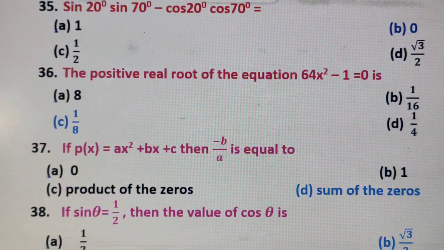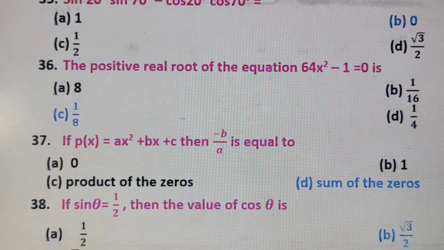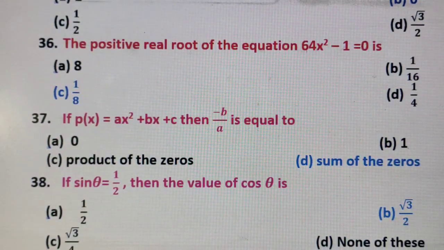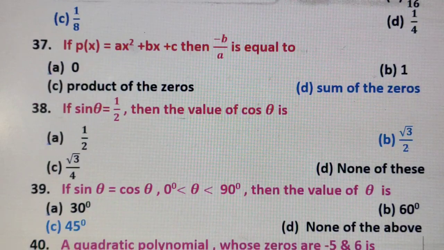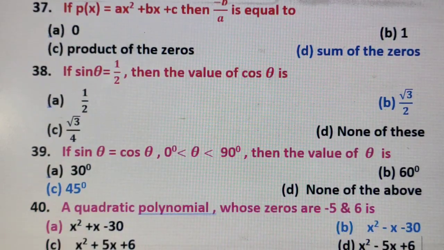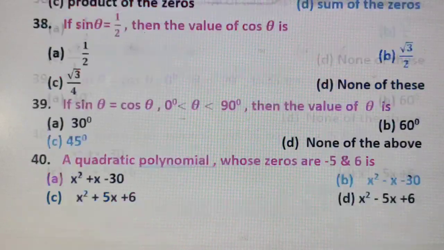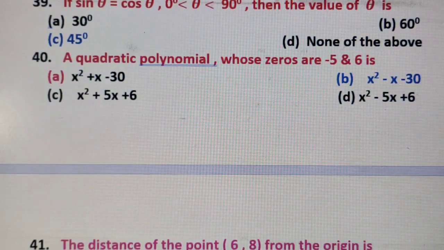If p of x equals ax square plus bx plus c, then minus b by a equals the sum of the zeros. If sin theta equals half, that means sin 30 degree equals half, so theta equals 30 degree, and cos 30 degree equals root 3 by 2. If sin theta equals cos theta, that is sin by cos, tan theta equals 1, tan 45 degree. Answer is C. A quadratic polynomial which has zeros minus 5 and 6 is option B.